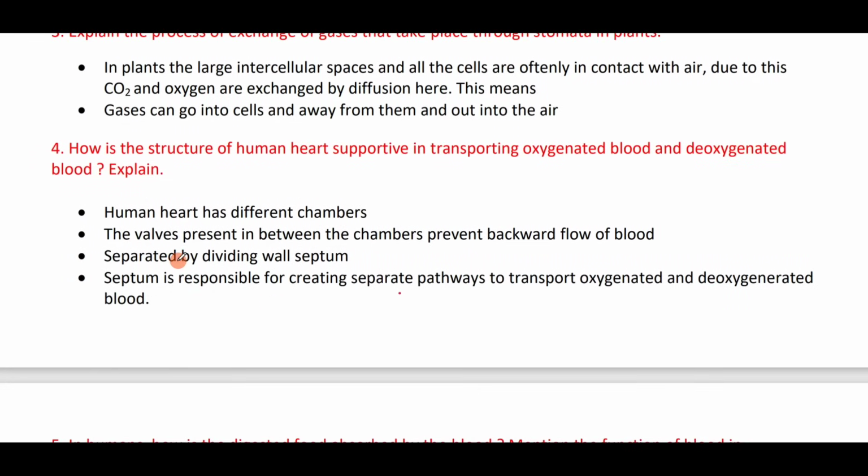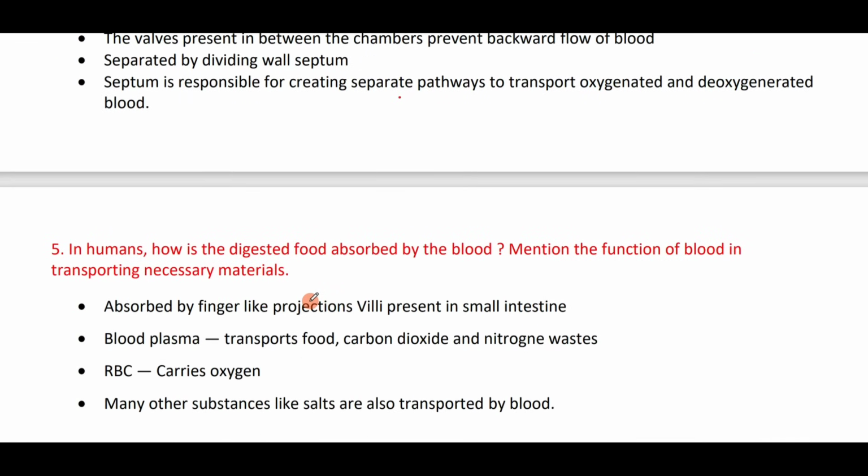How is the structure of the human heart supportive in transporting oxygenated blood and deoxygenated blood? The human heart has different chambers, especially in humans we have 4 chambers. The valves present in between the chambers prevent the backward flow of blood. It is separated by a dividing wall called a septum. The septum is responsible for creating separate pathways to transport oxygenated and deoxygenated blood.